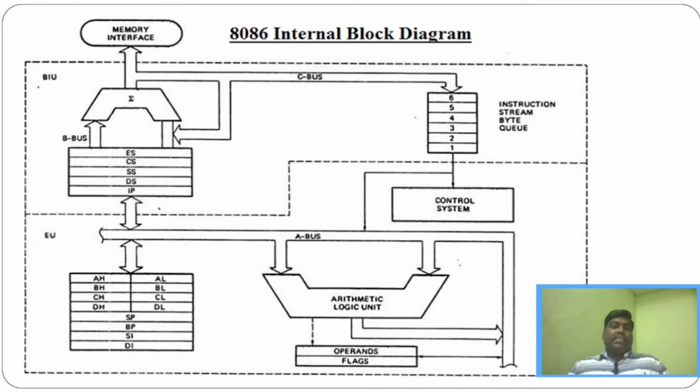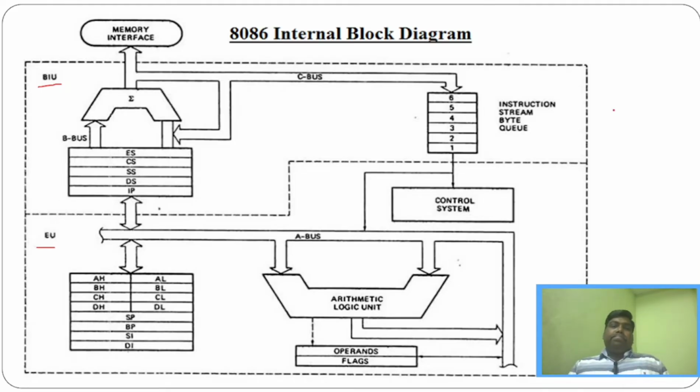One is the bus interface unit and the other is the execution unit. From the name itself you can understand, the bus interface unit establishes the communication between peripherals and the memory. It initiates the read and write cycle operations, and very importantly, it fetches the instruction from the memory and stores the instruction for execution, right? Whereas the execution unit will execute the instruction which is fetched by the bus interface unit.